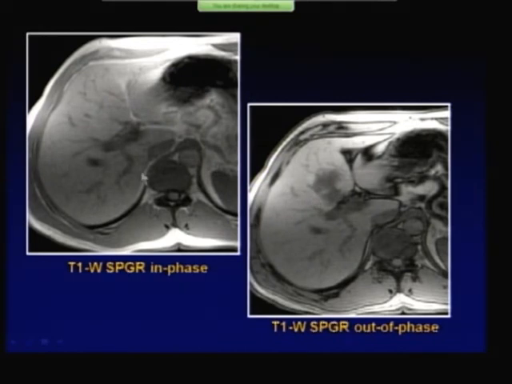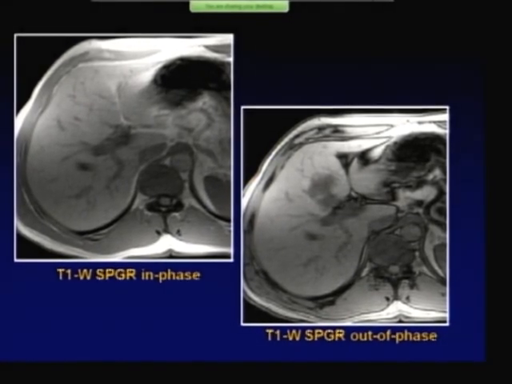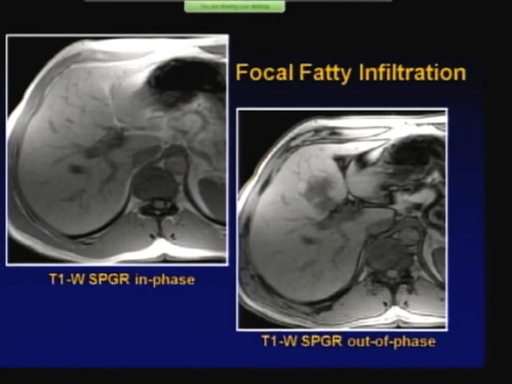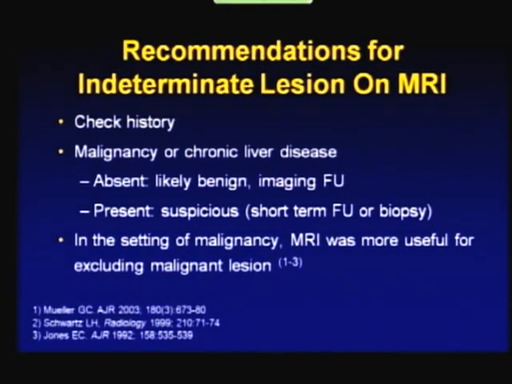Another entity which we commonly encounter is focal fatty infiltration, and there's loss of signal on out-of-phase images, but the vessels are traversing through the lesion. So that is how you can confidently tell: a lesion will almost always displace the blood vessels, but focal fatty infiltration will not. So, recommendations for indeterminate lesions on MRI.